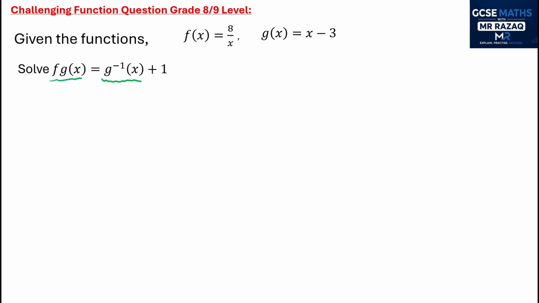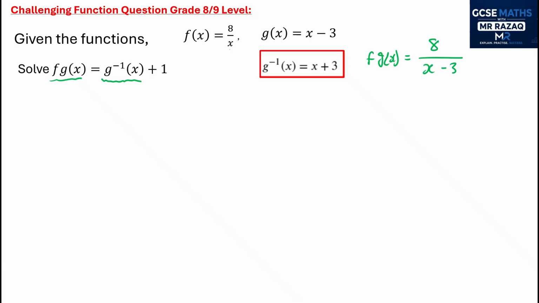Now, if you actually find the inverse function of g(x), you would get g inverse is equal to x plus 3. And this f(g(x)) is equal to 8 over, instead of x, I'm going to replace it with whatever is in g(x), which is x minus 3. And therefore, it's going to be 8 over x minus 3.